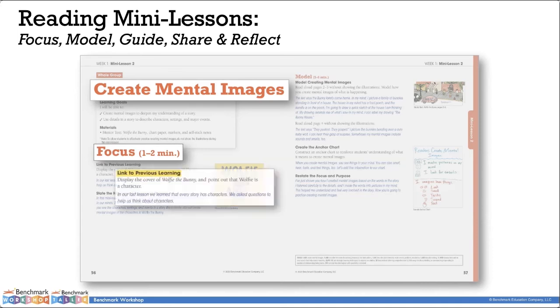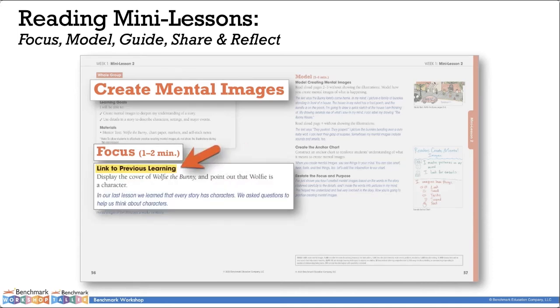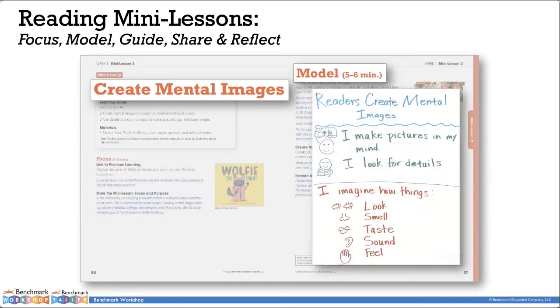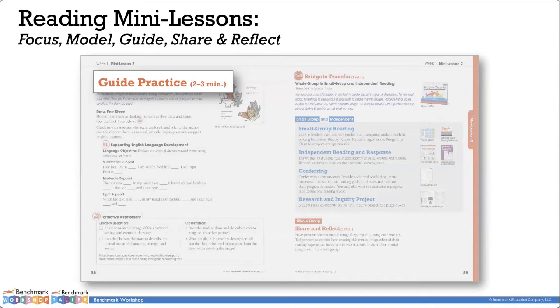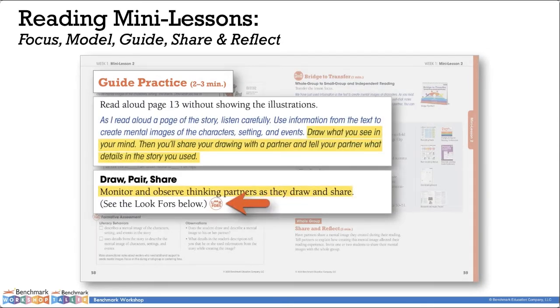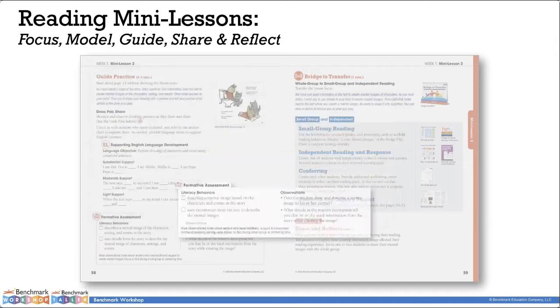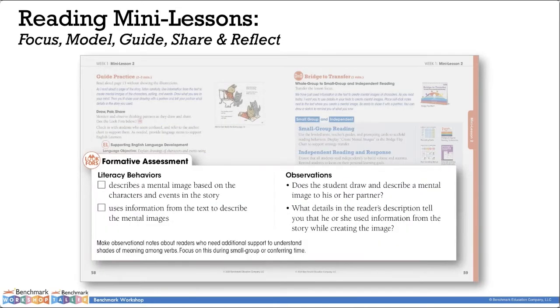The reading mini lessons have a focus, model, guide, share, and reflect design. The focus links the skill or strategy to previous learning, and teachers will then model the skill or strategy and co-construct anchor charts with students to reflect learning. Teachers then release responsibility to students as they practice and demonstrate their learning during guided practice that includes look-fors as a formative assessment to monitor learning during the lesson.